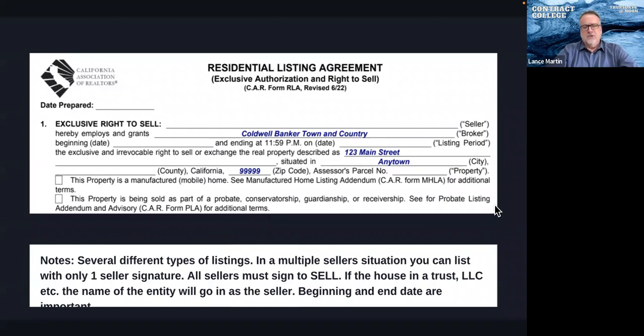What do you mean you're going to forget an expiration date? Well, yeah, so we don't forget an expiration date. But this is the deal, Mr. and Mrs. Seller. When we get down to another page on here, we are going to give you the ability to cancel the listing at any time without penalty or cost.